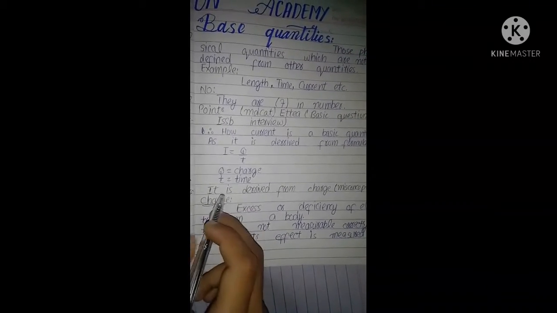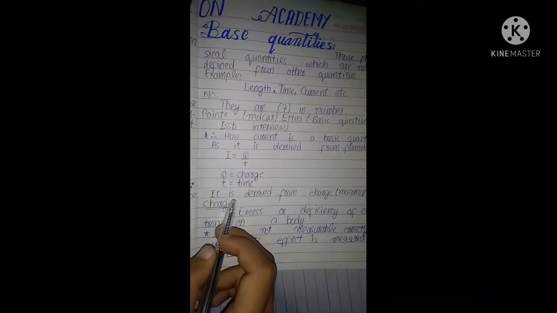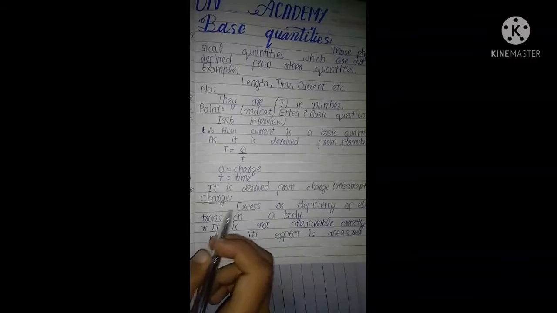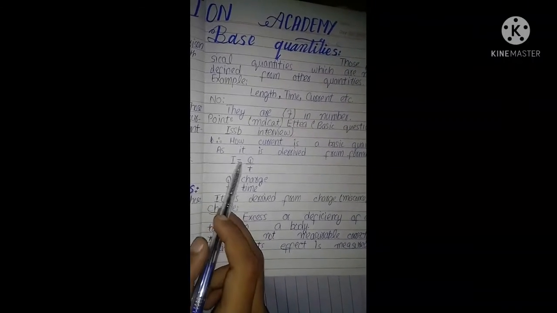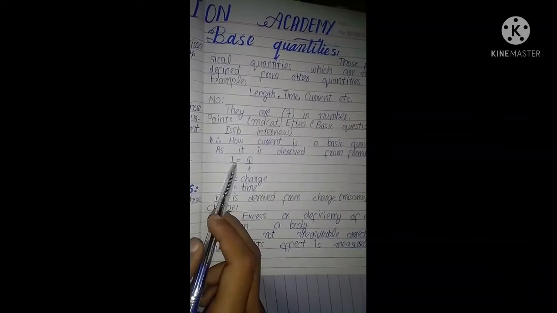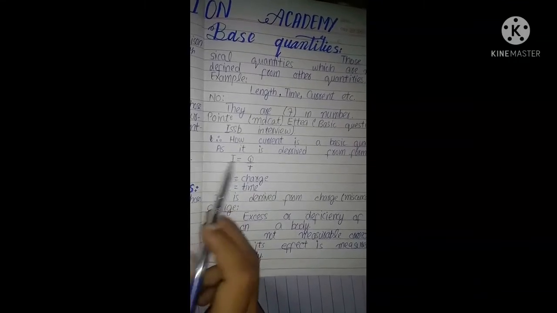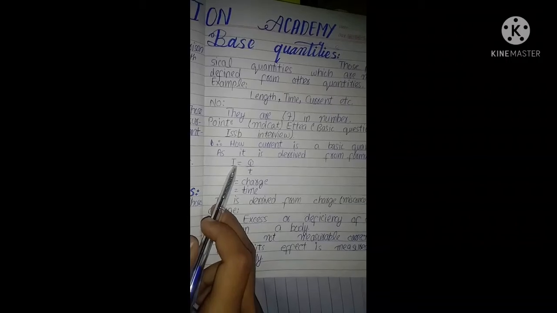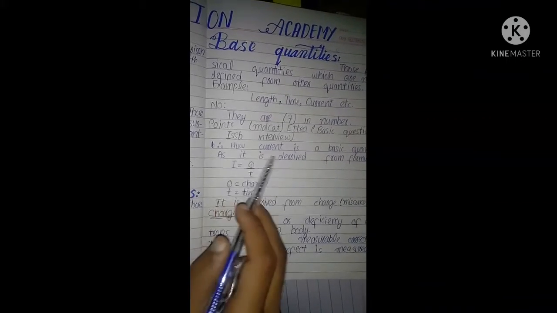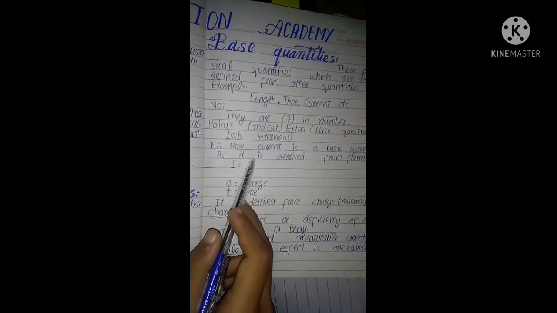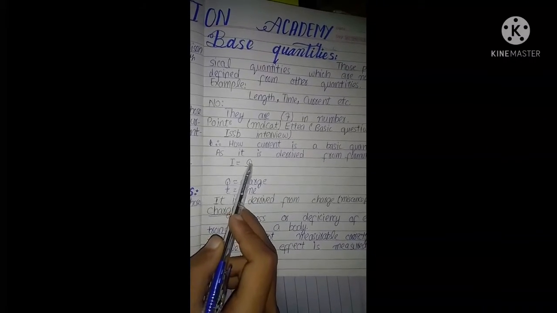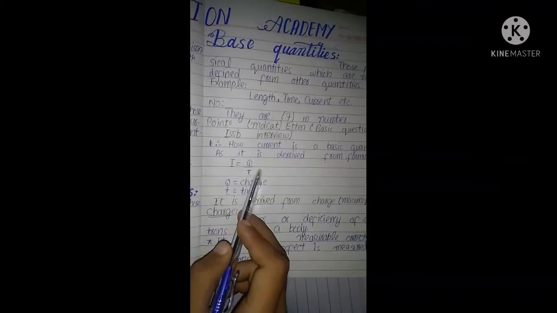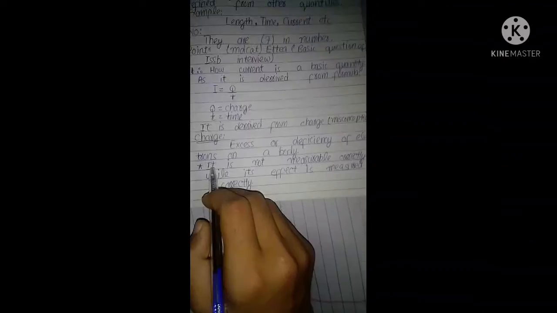So charge is not correctly measurable. It cannot be measured correctly, but it produces the effect of current. That's why current is measured correctly, and it is the base quantity, because charge is not a quantity but it is a property.